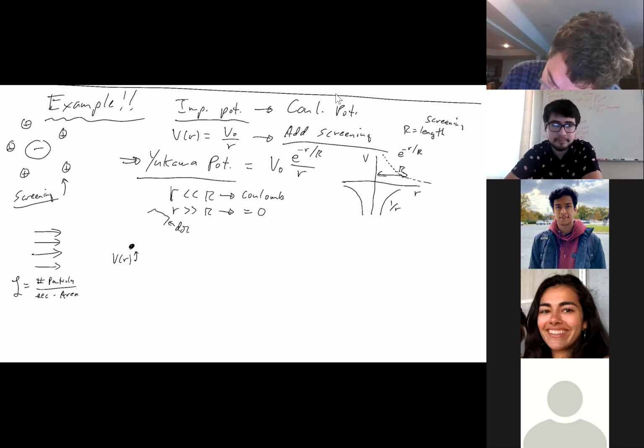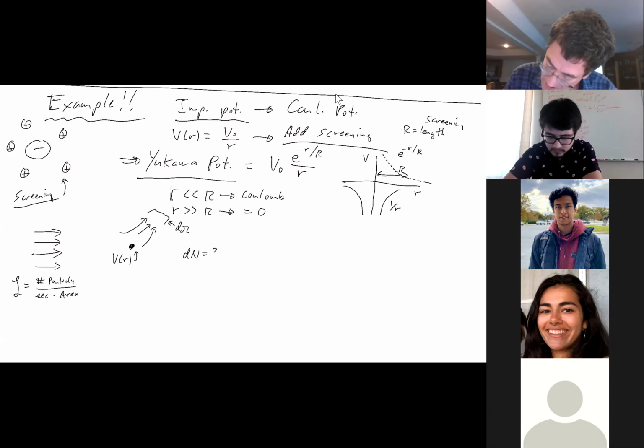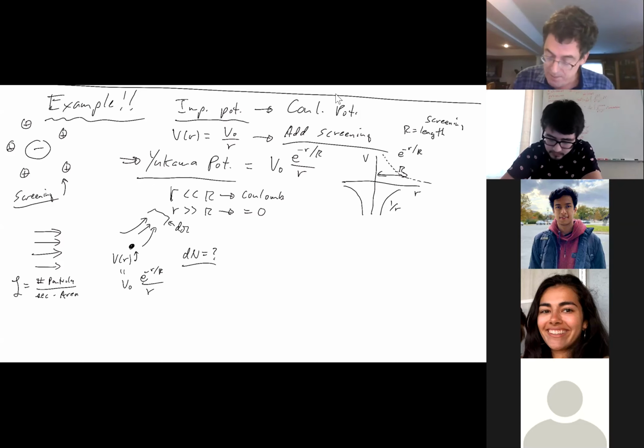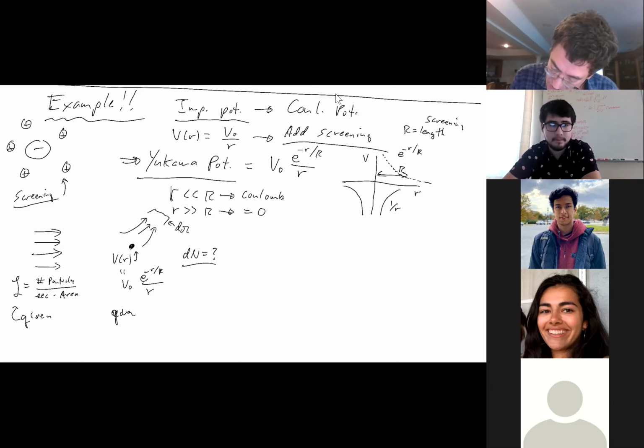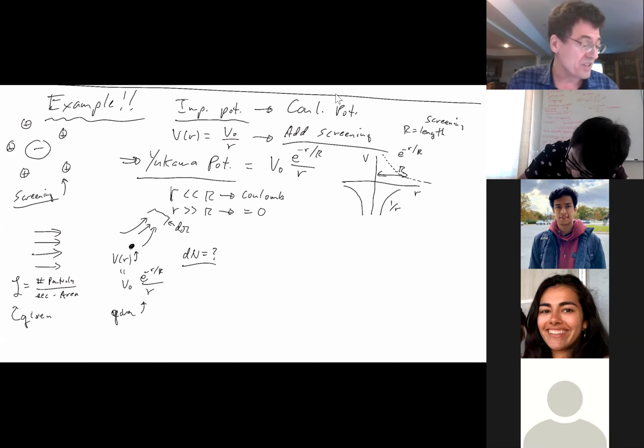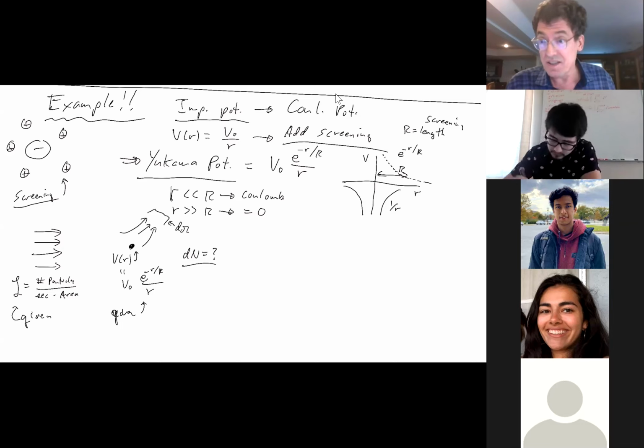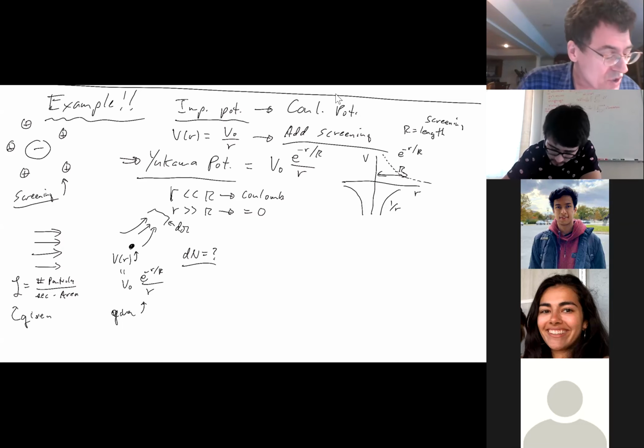And then my question to you is, how many of those particles are going to go into my detector? dN equals what? And this V of R is a Yukawa potential, e to the negative R over big R divided by R. Okay? So given the luminosity, I'm giving you the potential, and I'm asking how many particles per second go into my detector. So this is a very physical question, like an engineer would ask, like how many?